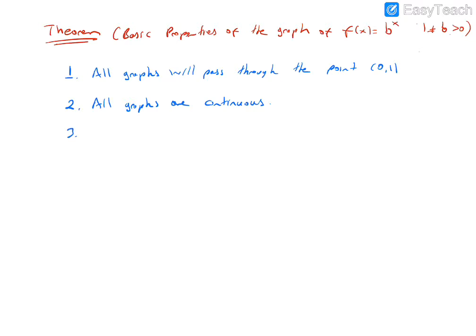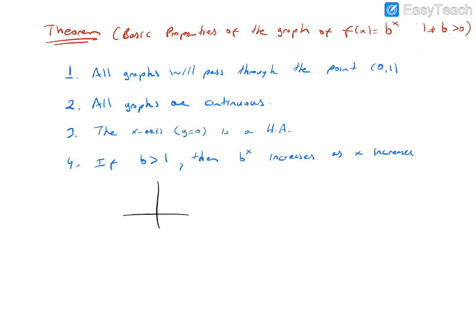The third property is the x-axis is a horizontal asymptote. The x-axis, in other words the y equals 0 line, is a horizontal asymptote. And the fourth property is if b is bigger than 1, then b to the power x increases as x increases. So the graph is like the function 2 to the power x. This graph is the y equals b to the power x graph.